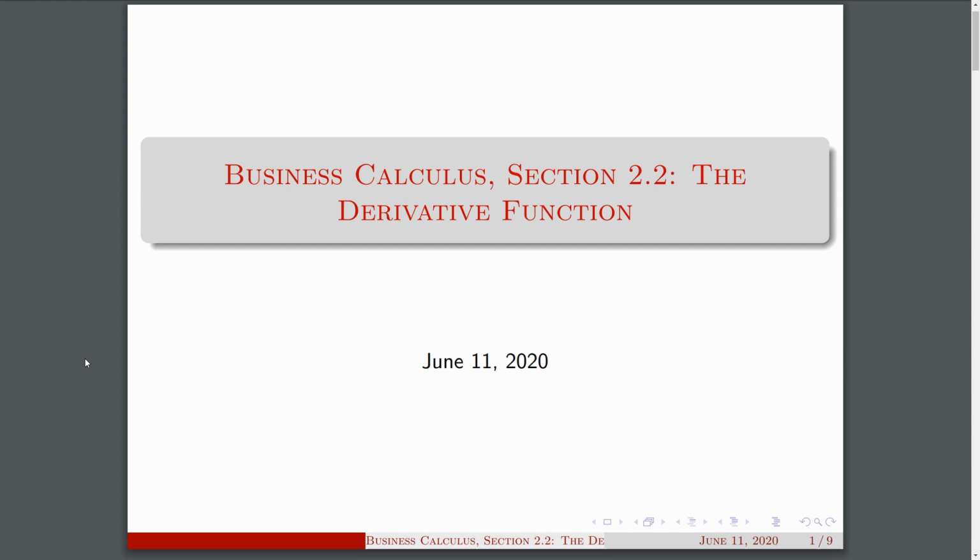All right, section 2.2, the derivative function. In this section, we're going to get more practice dealing with graphs and understanding the derivative in terms of its graph, being able to read off information about the derivative given the graph of a function, and being able to see what the graph of the derivative would actually look like.